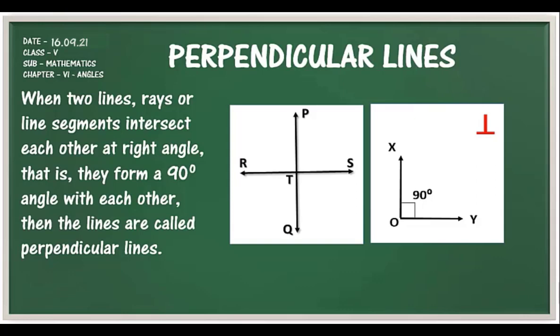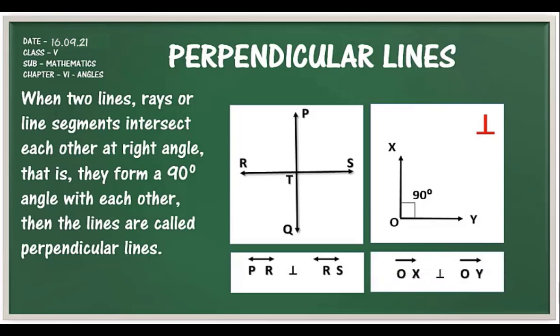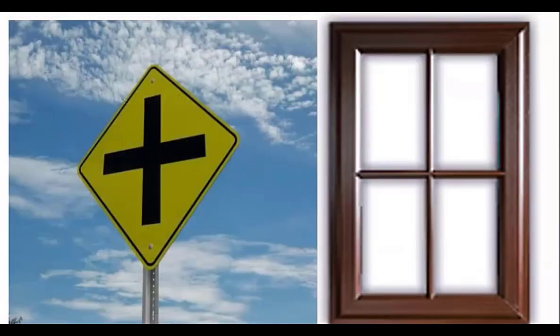Perpendicular lines are represented by this symbol. So, we can name these images as line PQ is perpendicular to RS and ray OX is perpendicular to OY. Here are some real life examples of perpendicular lines.